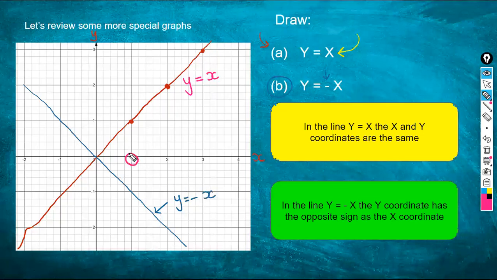You notice when x is 1, if you take this point on the graph, y is minus 1. And you can do that for any point on the graph. When x is minus 1 at this point, y is the opposite. Y is positive 1. So just remember, y equals x is the diagonal line going upwards, and y equals minus x is the diagonal line going downwards.